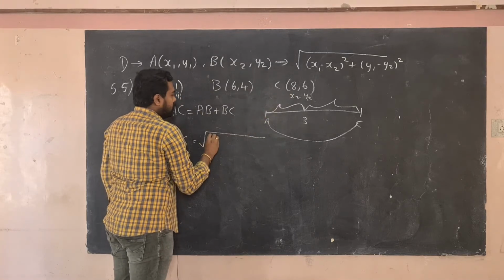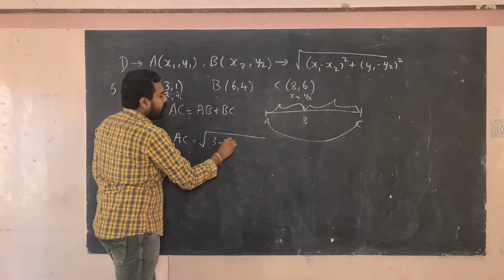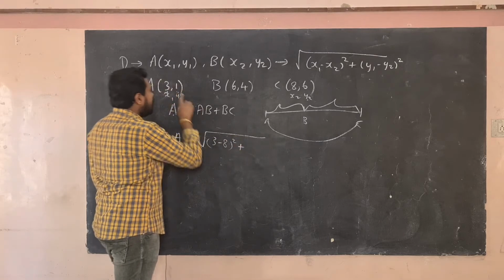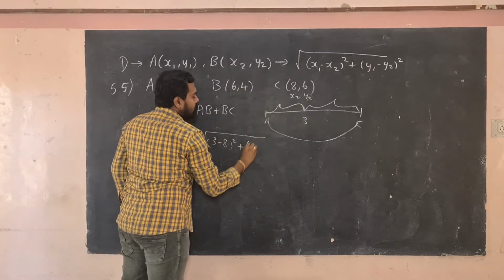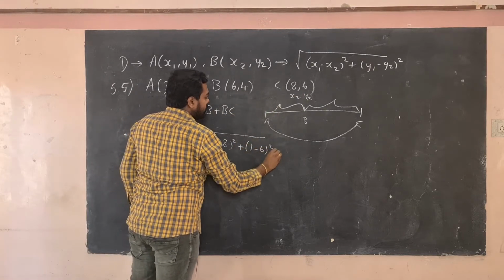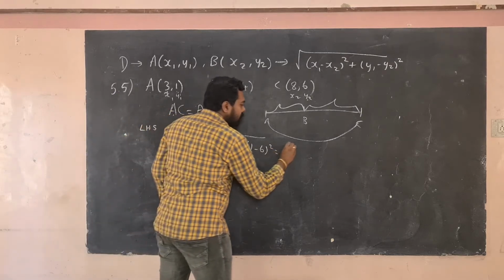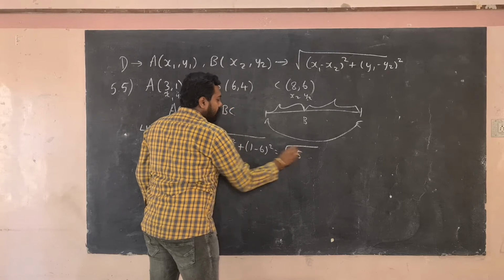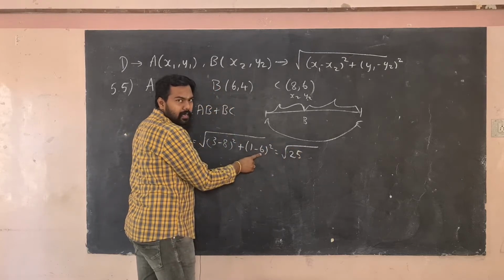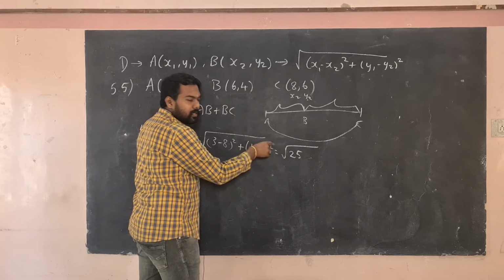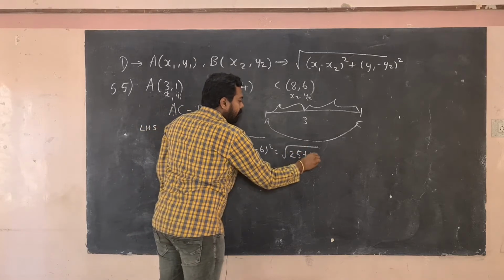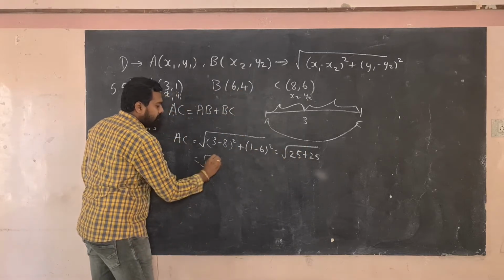So if you take this as x1 y1 and that as x2 y2, apply in the formula square root of x1 minus x2. So 3 minus 8 the whole square plus y1 minus y2. So 1 minus 6 the whole square, which is nothing but 3 minus 8 is minus 5. Minus 5 the whole square is 25. Again 1 minus 6 is minus 5. Minus 5 the whole square is plus 25. So we get square root of 50.